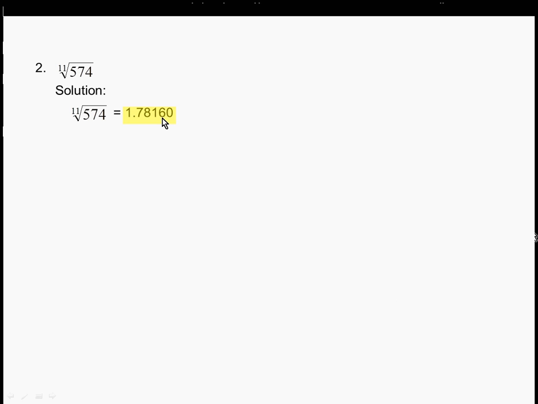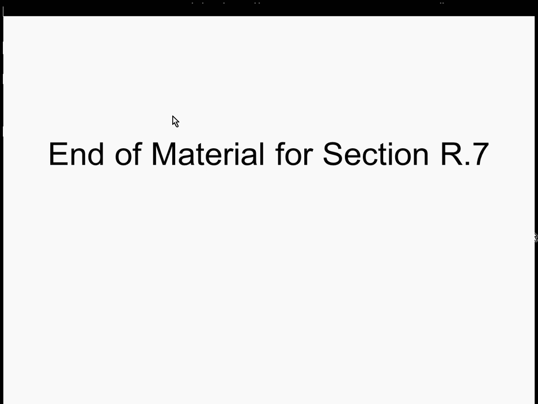And again, you do need the 0, otherwise you don't have 100,000ths. Now again, the method that you want to pick to approximate your roots is entirely up to you. That's the end of the material for the first section.